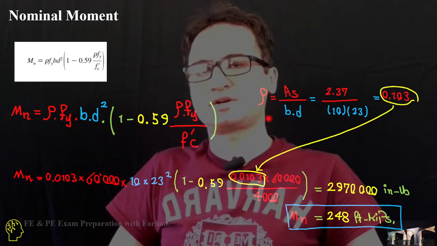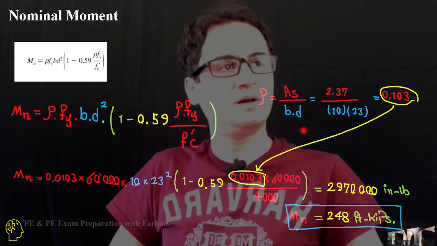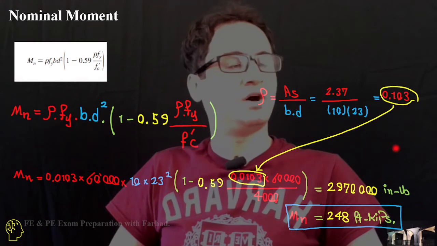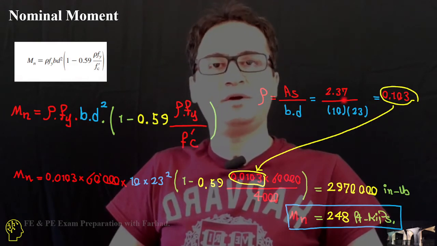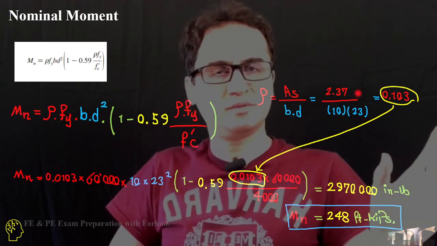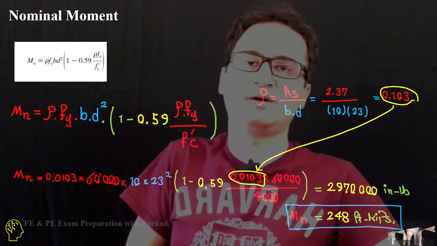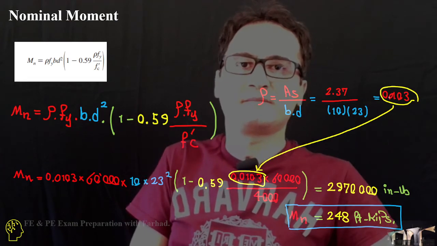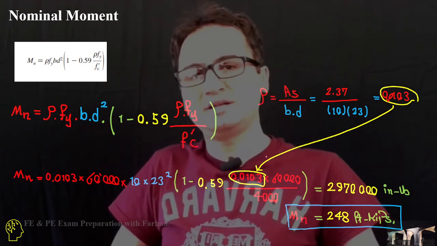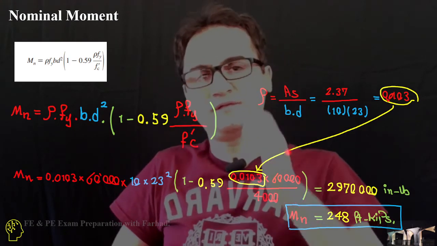Rho comes from the division of the area of steel over b times d. It gives you the density of steel, which is 2.37, the area of steel, over the width of the block times 23, which is the effective depth, and it gives us this numeric value. And if you replace that, it gives us a nominal moment of 248 feet times kilopounds.